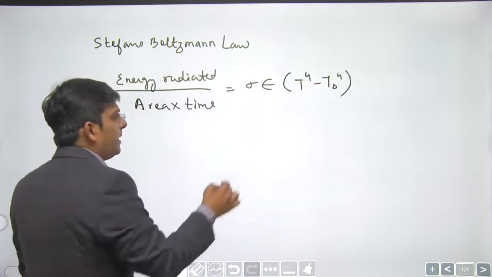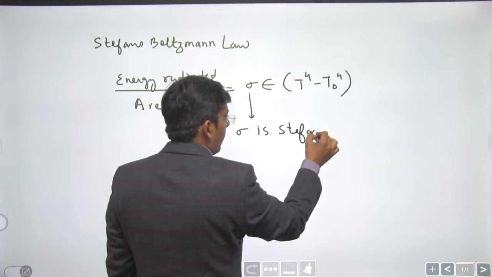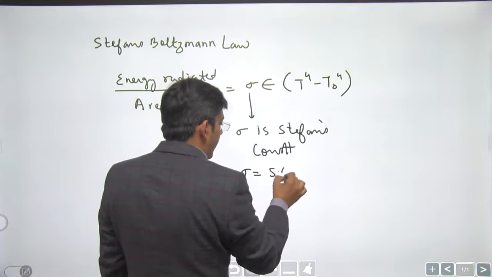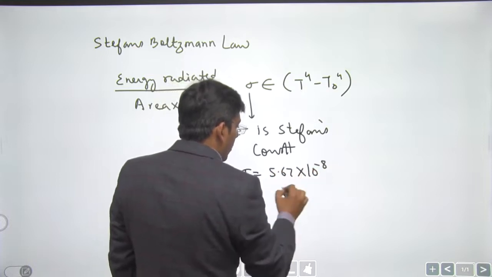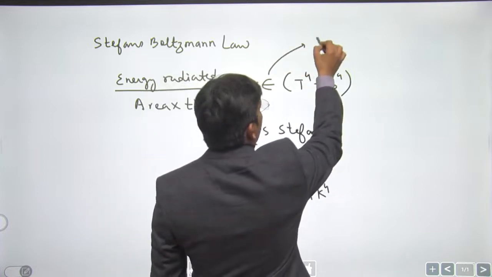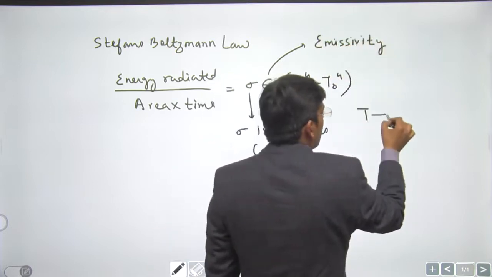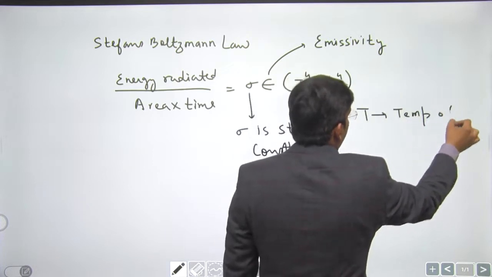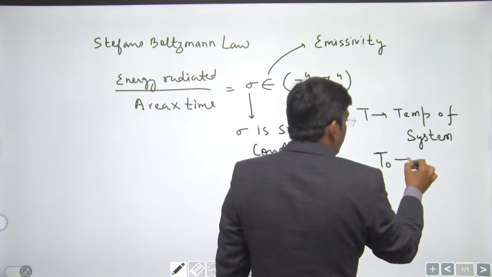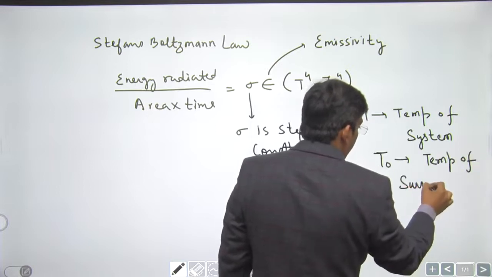Symbols have their usual meaning, sigma being Stefan's constant. The value of Stefan's constant is 5.67 into 10 to the power minus 8 watt per meter square Kelvin to the power 4. Right, epsilon is basically emissivity. Capital T is the temperature of the system. T naught is basically the temperature of the surroundings, right?